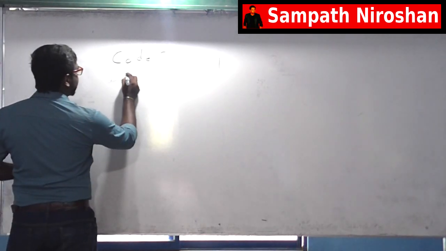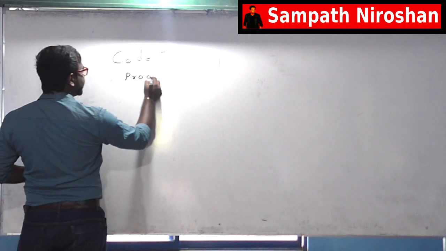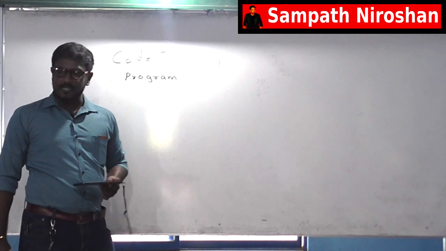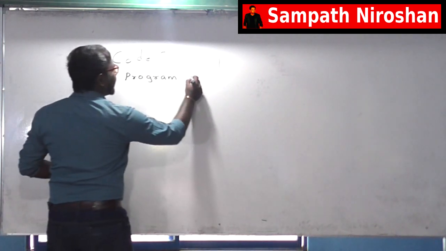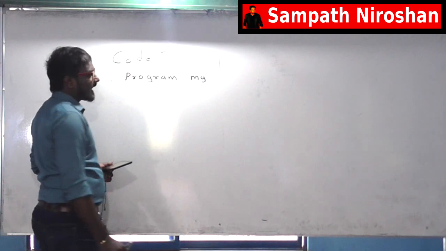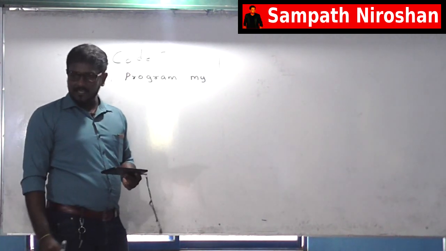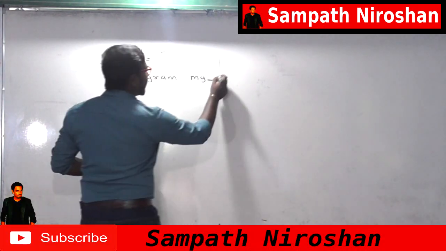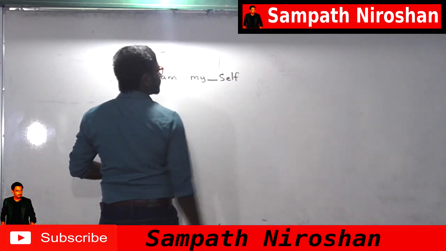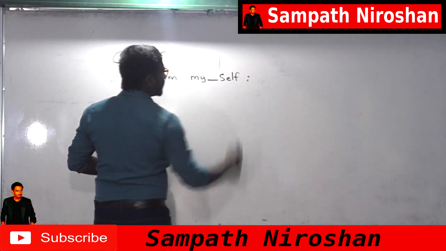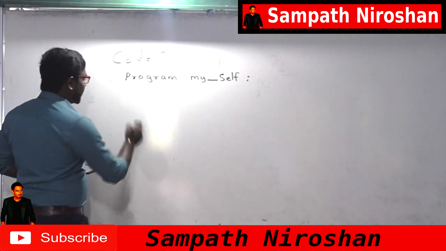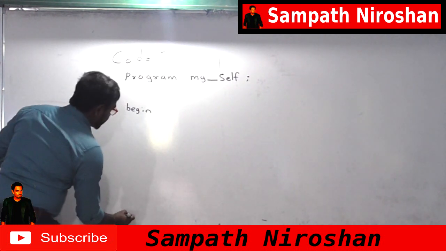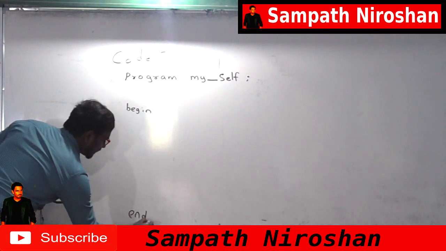First thing, you need the keyword, that is program, and we need to give it a name. So I'll call it something like myself. Myself contains two words. I don't have the authority to keep spaces, so instead I'm keeping an underscore, and then I'm writing self, and then I can end the line. Next important line is begin, and last important line is end dot.